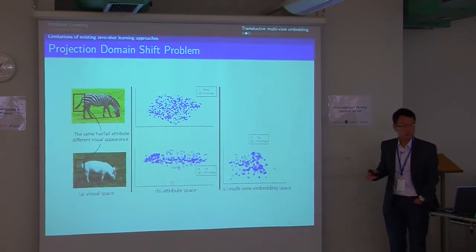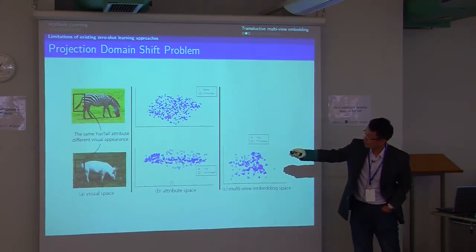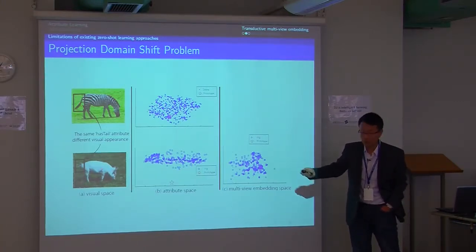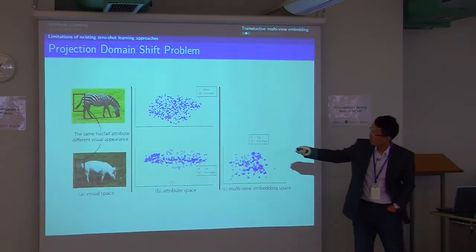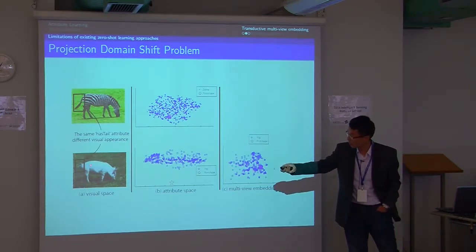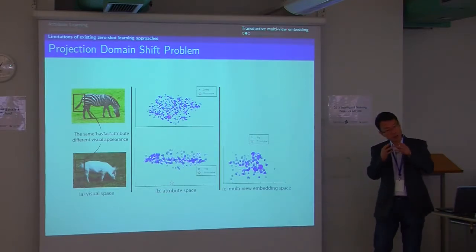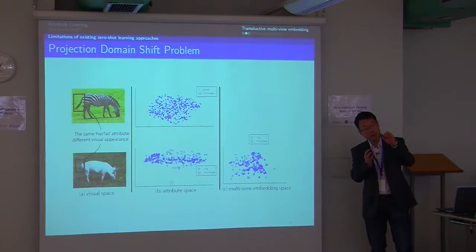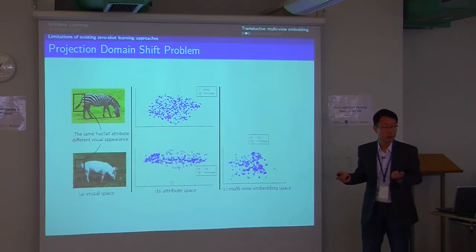Right? So what is the problem? The problem is that the tail for zebra and the tail for pig are very different visually. Yeah? The zebra tail is long and straight, and the pig tail is short and curly. That's the main difference. So let's say you learn a classifier for tail from zebra, and you apply this classifier to this new image.